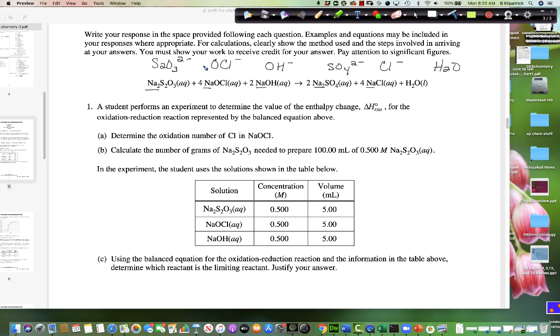So let's just go through and make sure we have the proper number. It should be 4 of these, 2 of those, 1 of those, 4 of these, and 1 water molecule. And then that's really your net right there. So all you've really done is taken out the sodium ions.